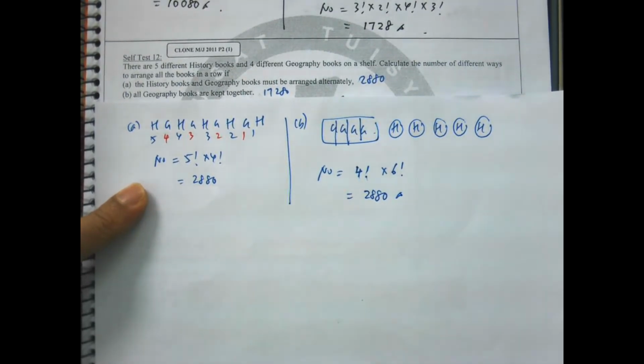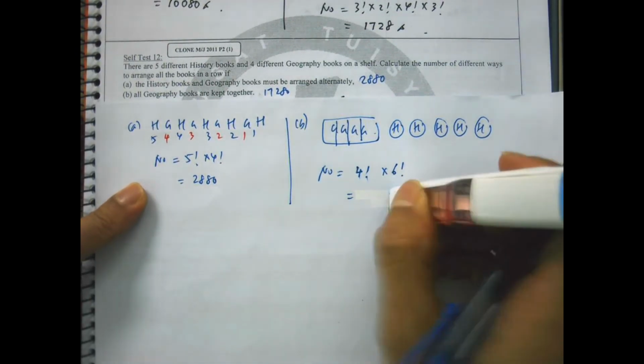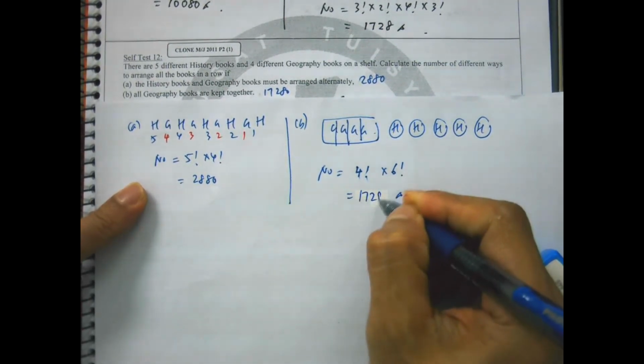Wait, that's the wrong answer. Oh, sorry, I wrote wrong. Yeah, thank you. 17280. Sorry, I saw the wrong one. Thank you.